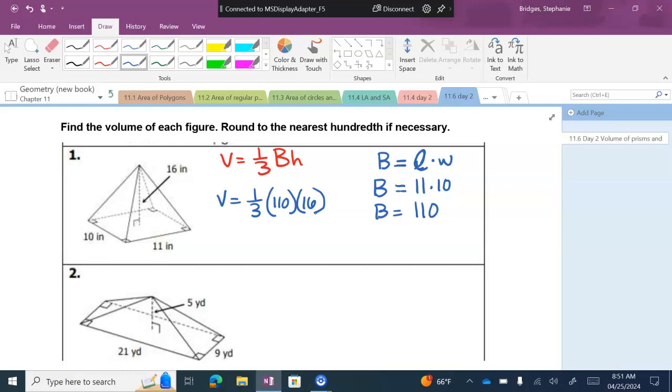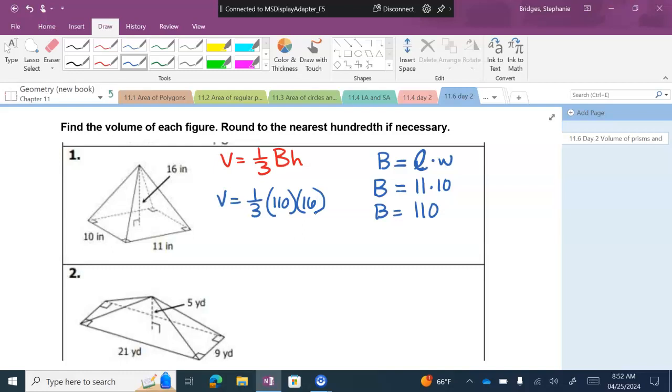I got 586 and 2/3. Is that what you got? You didn't get that? This is what I got. In my calculator, this is what it says on my screen. Is that what it says in yours after pushing those buttons? Okay. So I did 1, and then I did my ABC button, and then I did 3, and then I hit times 110, and then times 16.